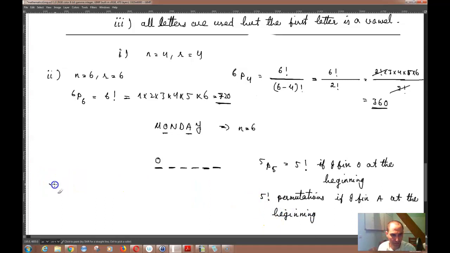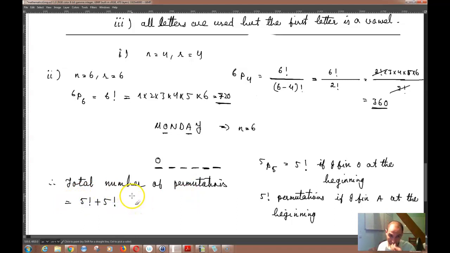And so the total number of permutations would be equal to 5 factorial plus 5 factorial, which is the same thing as 2 times 5 factorial. This is the same thing as A plus A, for example, which is equal to 2A, right?